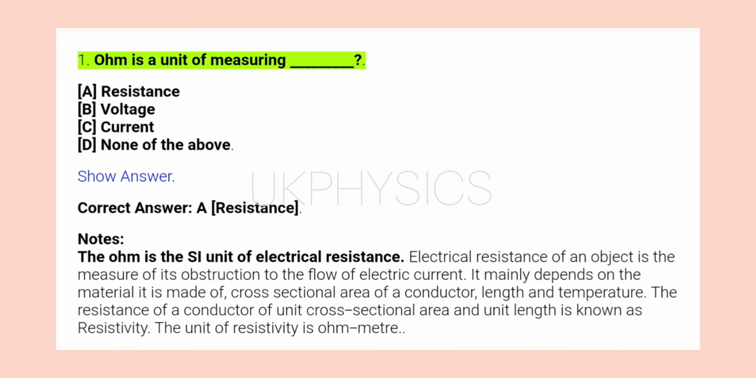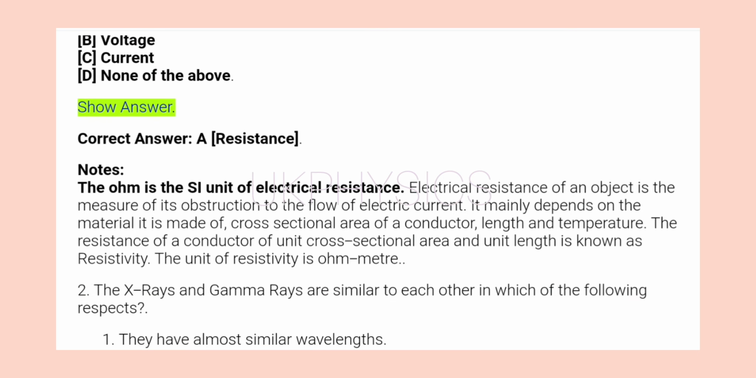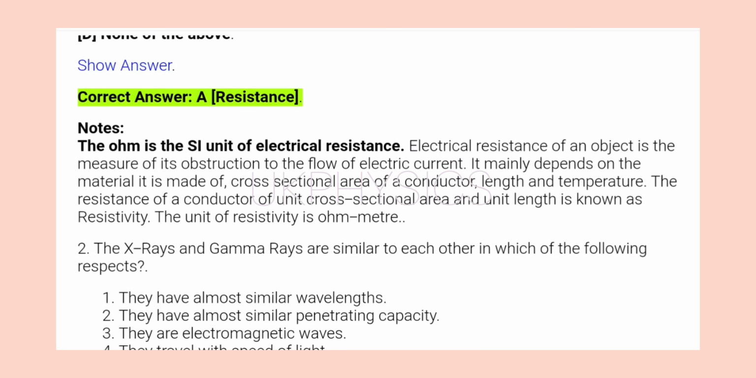1. Ohm is a unit of measuring blank. A. Resistance, B. Voltage, C. Current, D. None of the above. Show answer. Correct answer, A.